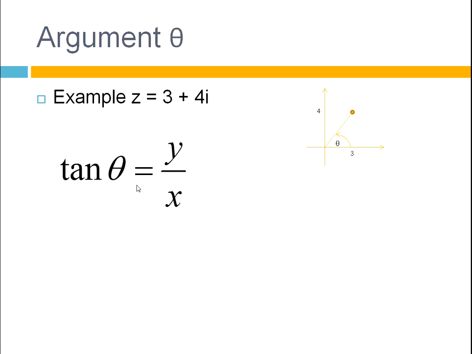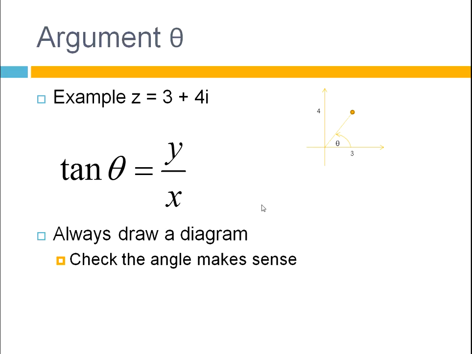Now to find the argument, slightly more difficult. You've got the same example, z equals 3 plus 4i, and the formula is tan theta equals y over x. Now always draw a diagram. Just plot the point, and it'll make sure that the value of theta is a reasonable value. So we'll work it out.